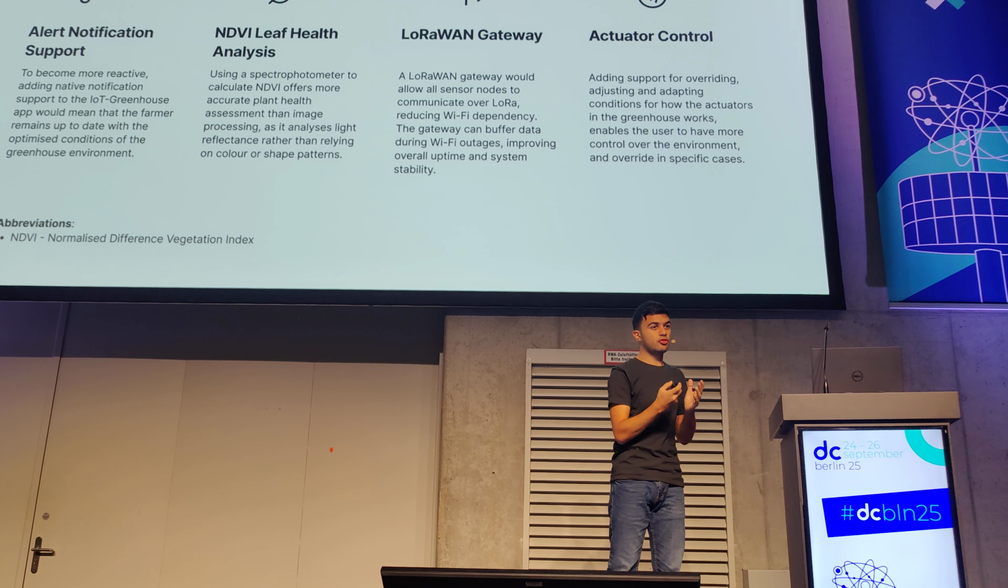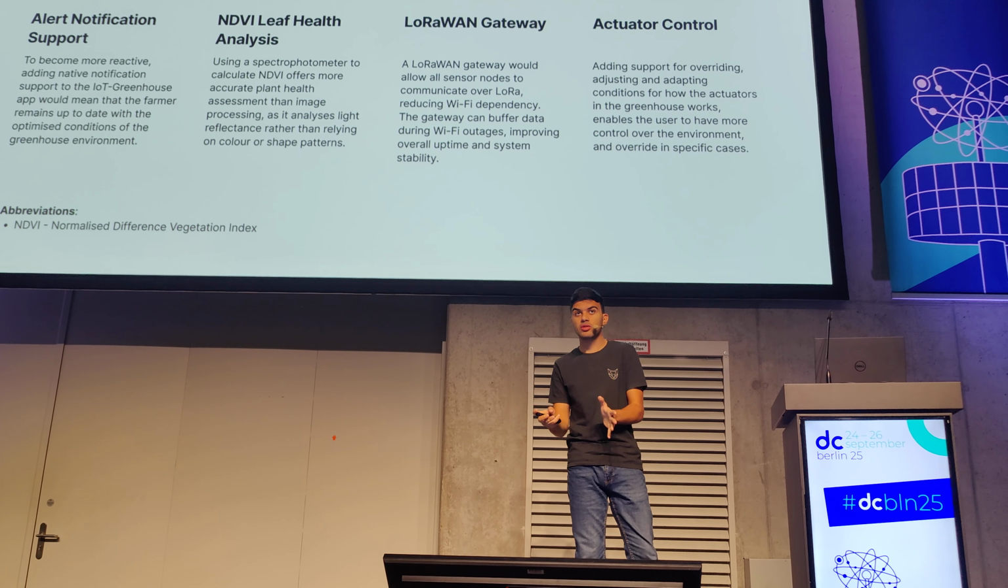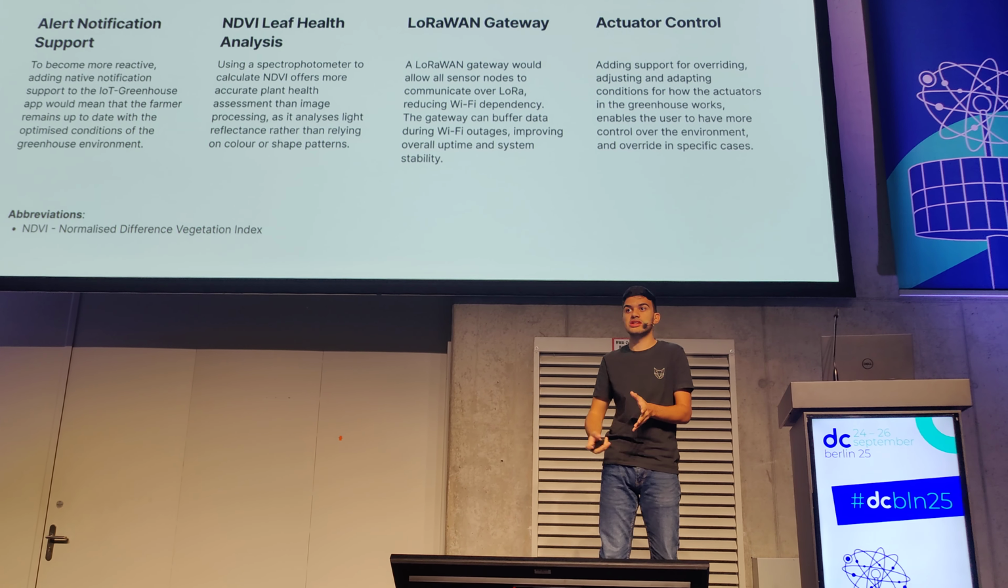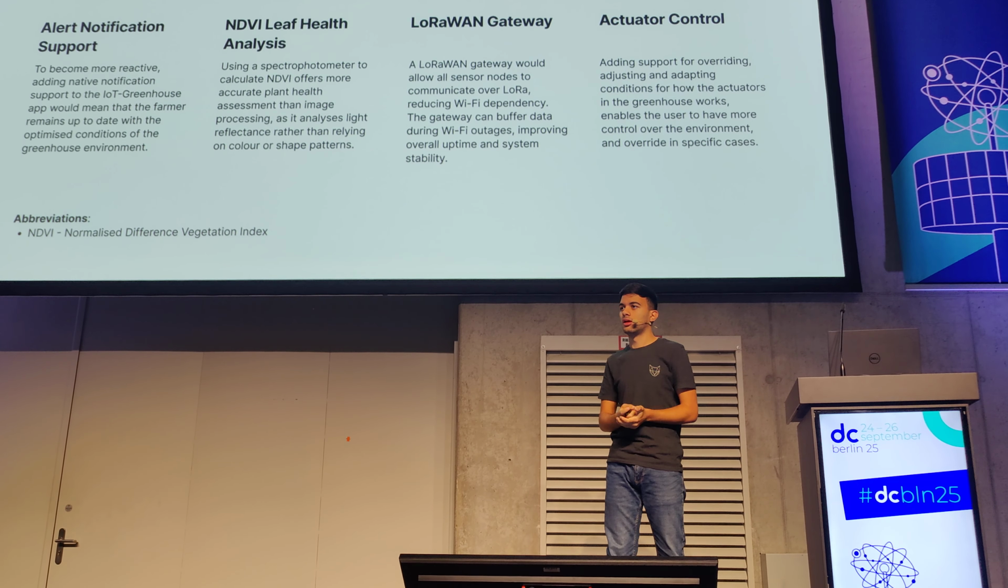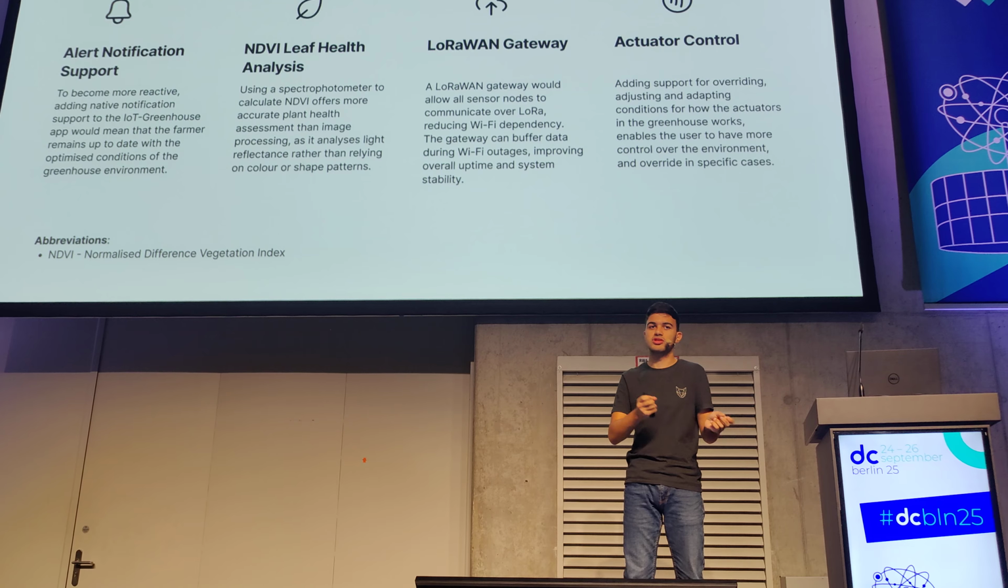Actuator control, so far it's fully autonomous, but at the same time, if something goes wrong, if the farmer needs to take control, it's a good idea to have a web and app interface so that you can stop the actuators from automatically moving forward, and also override to different conditions accordingly.